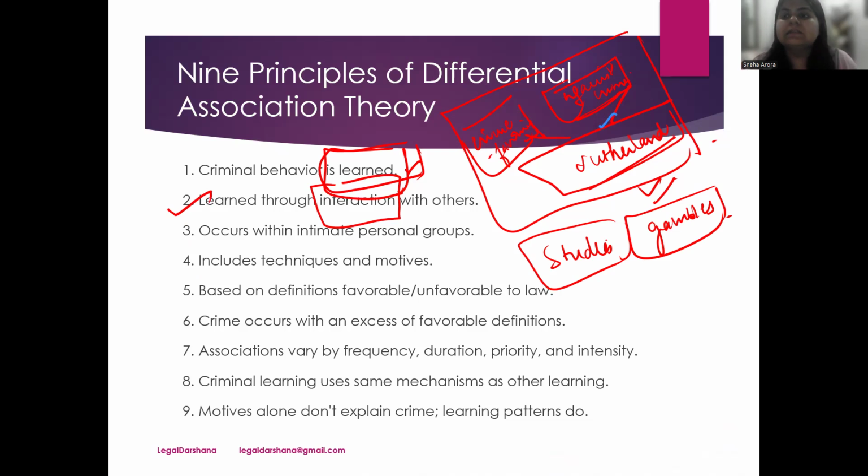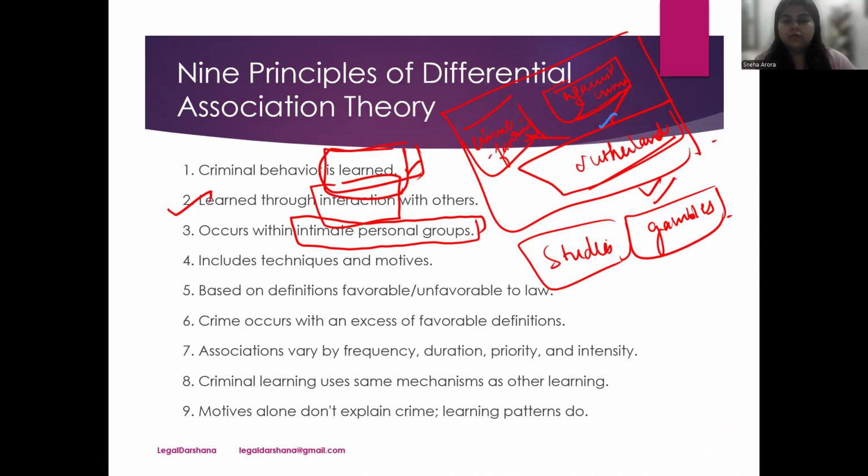How is it learned? It is learned through interaction. And how does interaction happen, and what interaction? Interaction which happens within intimate personal groups. Okay, so we are first understanding, the first principle is telling me criminal behavior is learned. How is it learned? It is learned with interaction with others. Interaction with whom? Because there are hundreds of people we interact with every day. So interaction with the intimate personal groups.